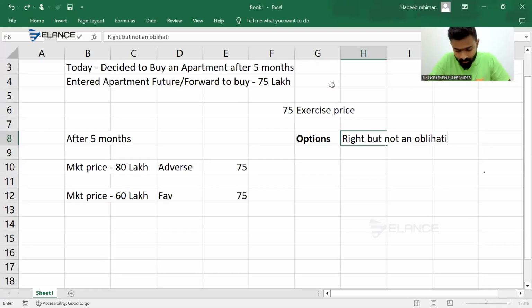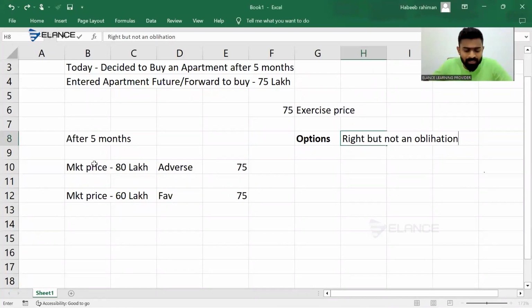Obligation. We have a right to buy at 75, but there is no obligation to buy at 75. Is it okay? Please respond. Options are a right, but not an obligation. We have a right to buy at 75, but we don't have an obligation to buy at 75.